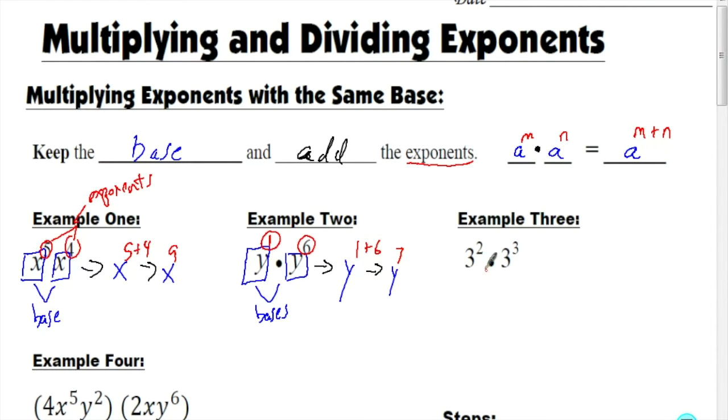One more time, these are our simple, basic ones, but we have our base and we have our exponents. So we're going to keep the base, we're going to keep the 3, and we have 2 plus 3. So that gets us 3 to the 5th power. Okay. So those are our basics. We have just one of each variable, the same bases together. Now the idea still works on bigger problems, which we're going to see in example 4.